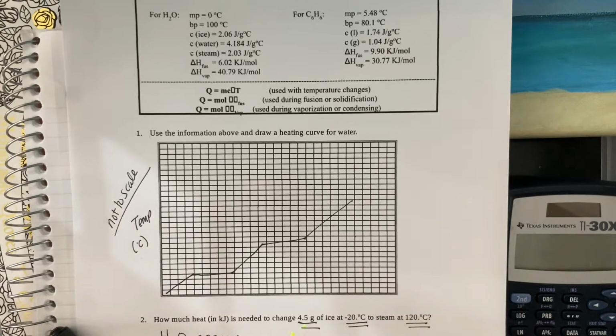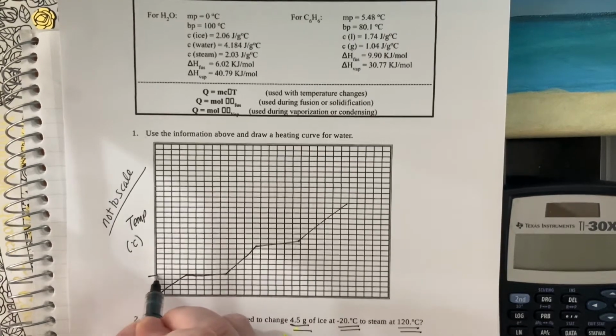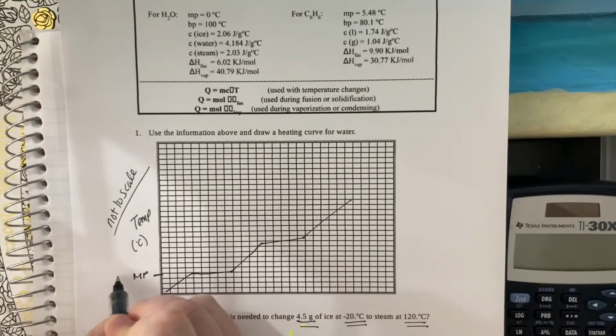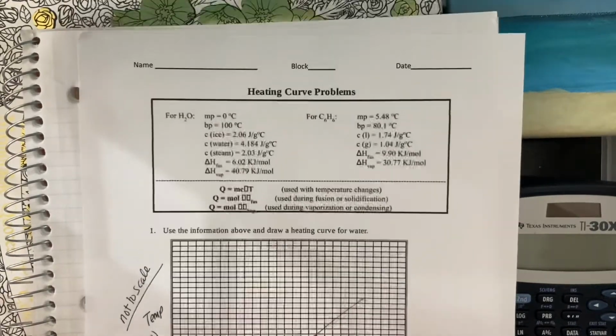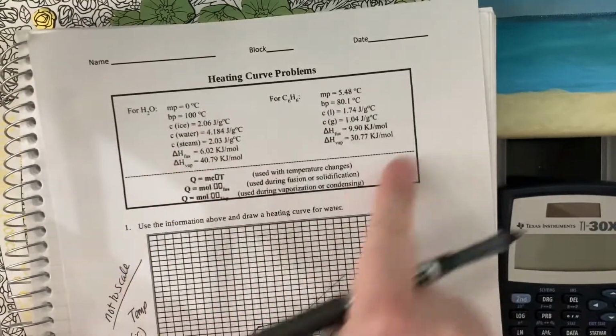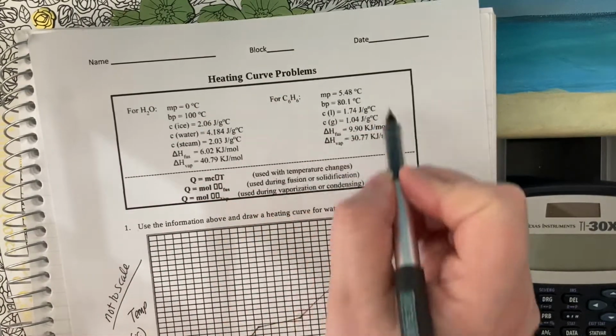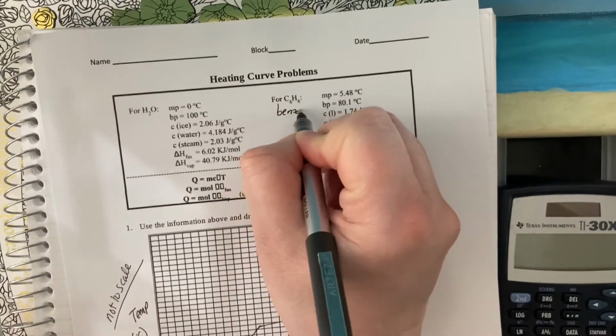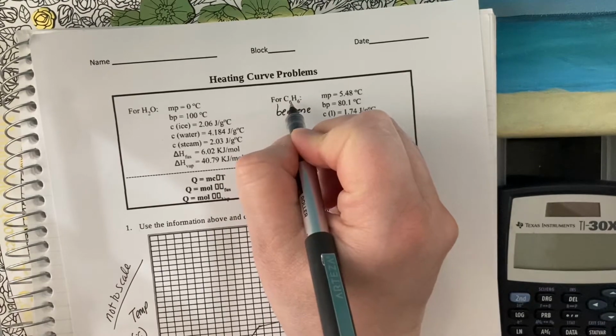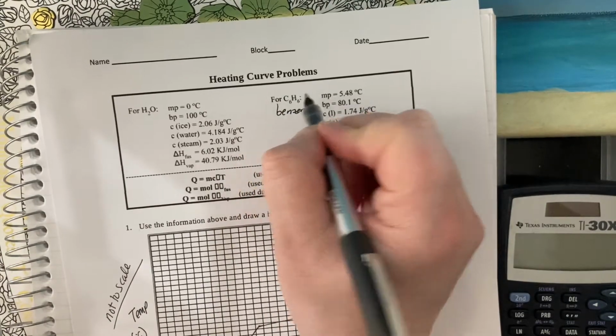And then we are going to label. The first flat is going to be our melting point. For water, we know that's 0 degrees. It's also written at the top here. If you have not put this in your notes yet, put it in your notes. We have waters and benzenes here. You could also call this hexacarbon hexahydride.